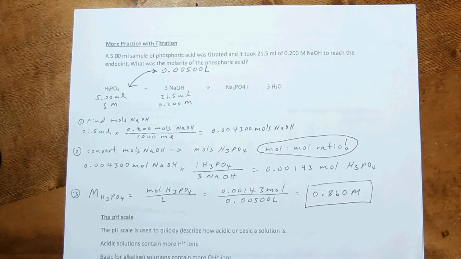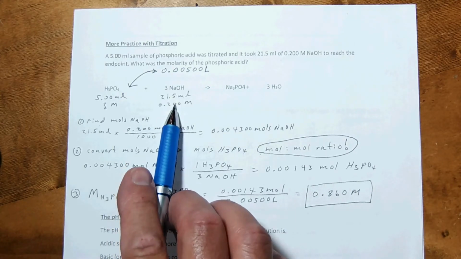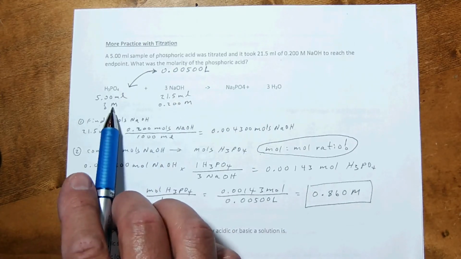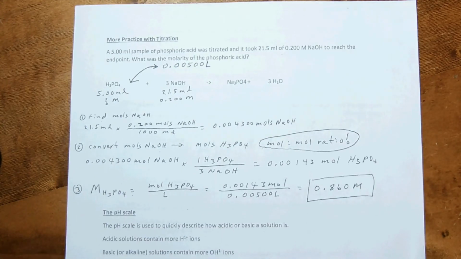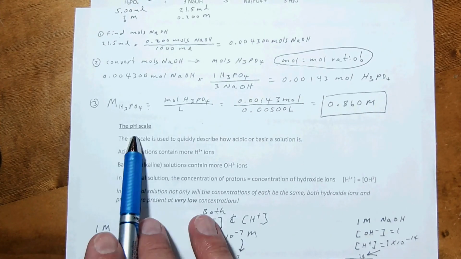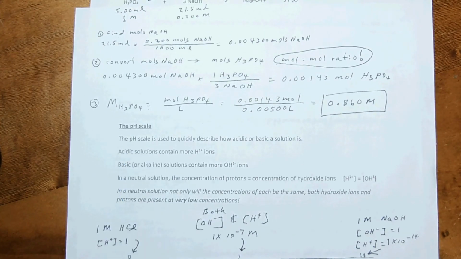Those are titration problems. You're going to see them over and over and over again if you take chemistry. And the thing to remember, it's just 3 numbers. You always know 3 numbers, and you're looking for the 4th number. So practice your titration problems. The next video is going to go into the pH scale. You all take care.